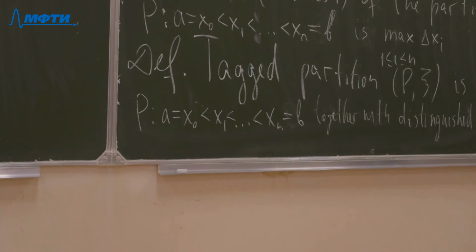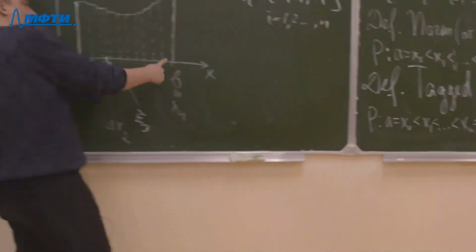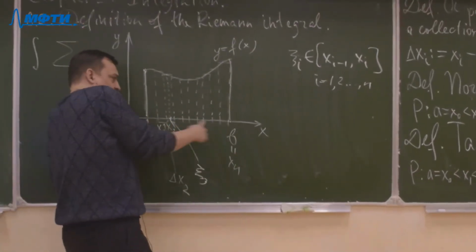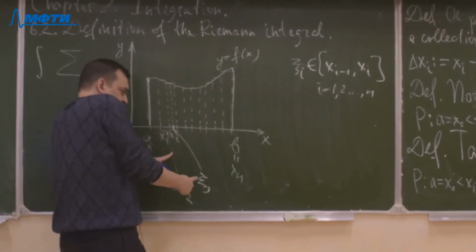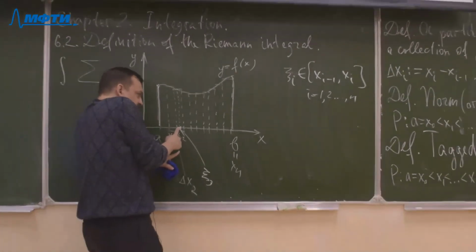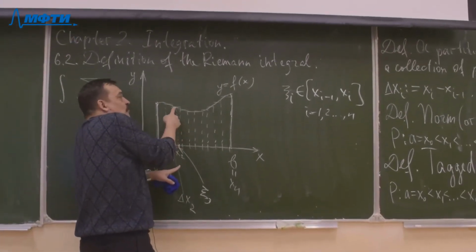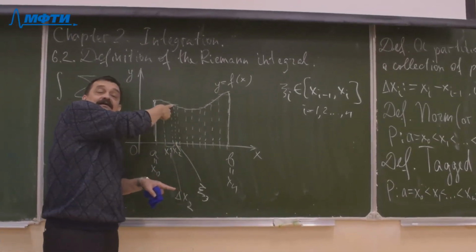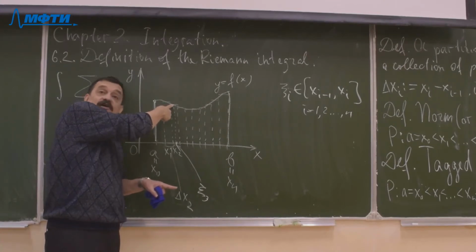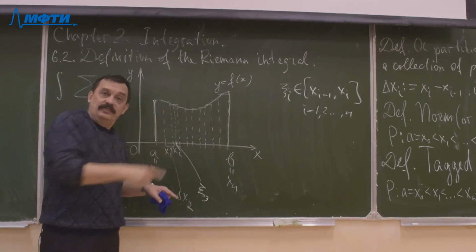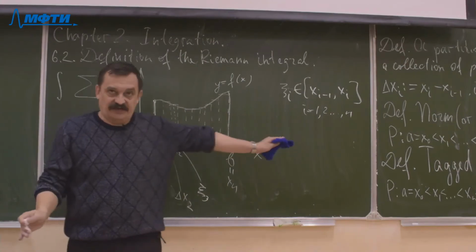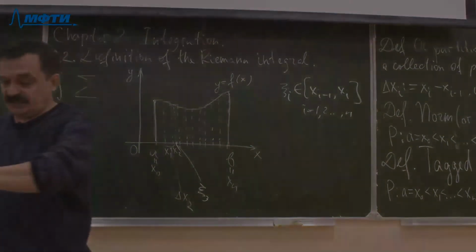Look, so what does tagged partition mean? Tagged partition means that we take a choice of points which split our interval AB together with distinguished points where we'll take a value of our function. Now everything is defined. Okay, let's have a break.